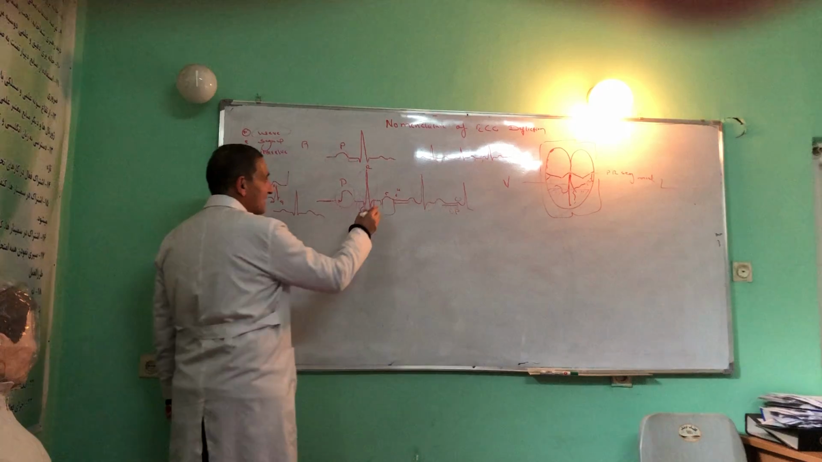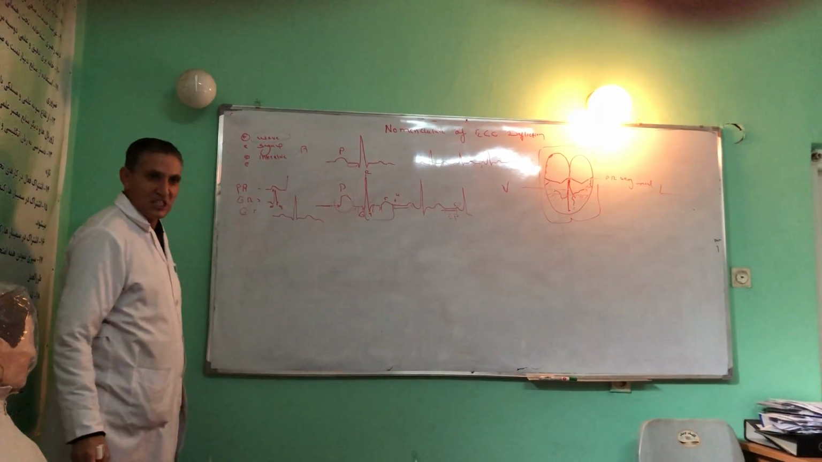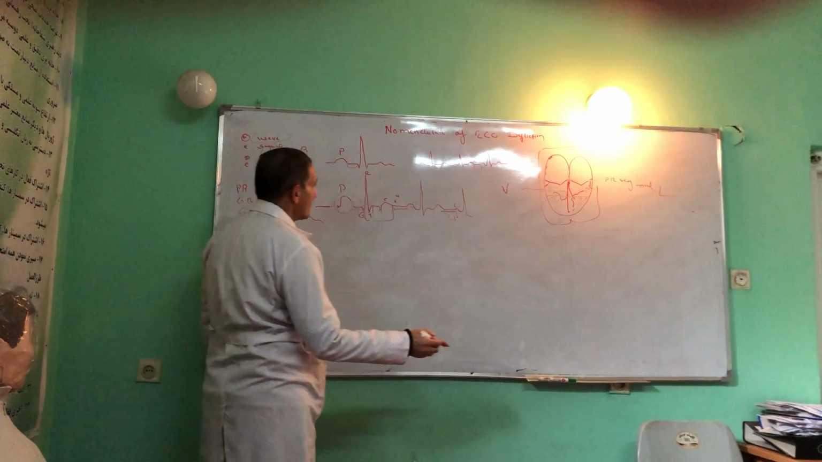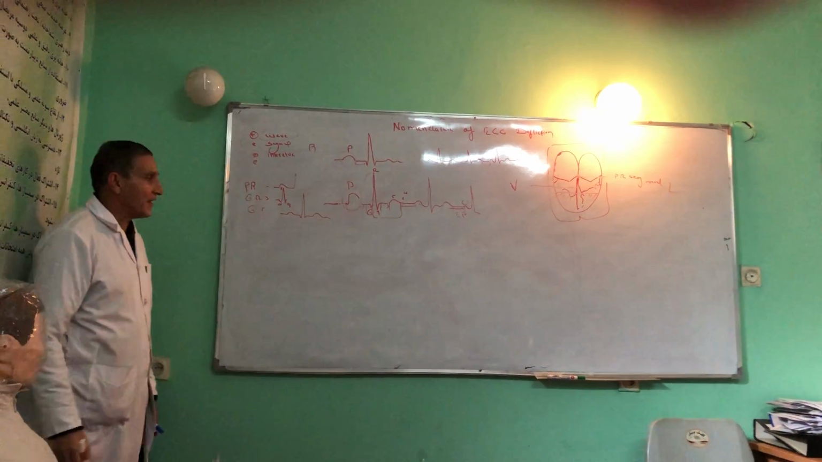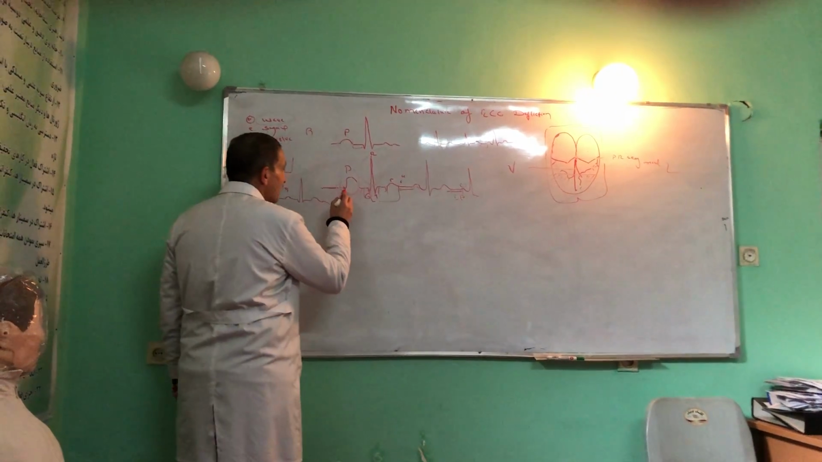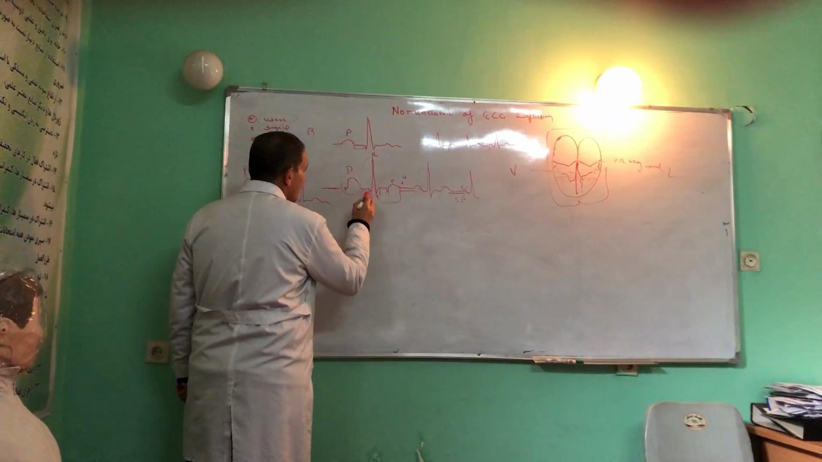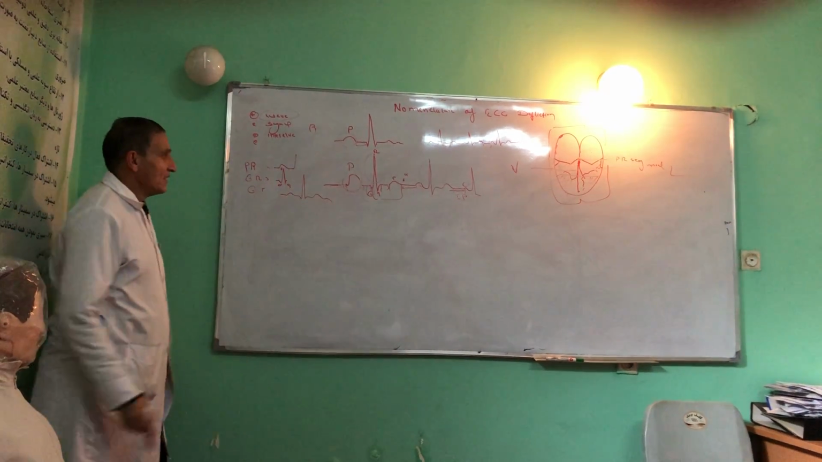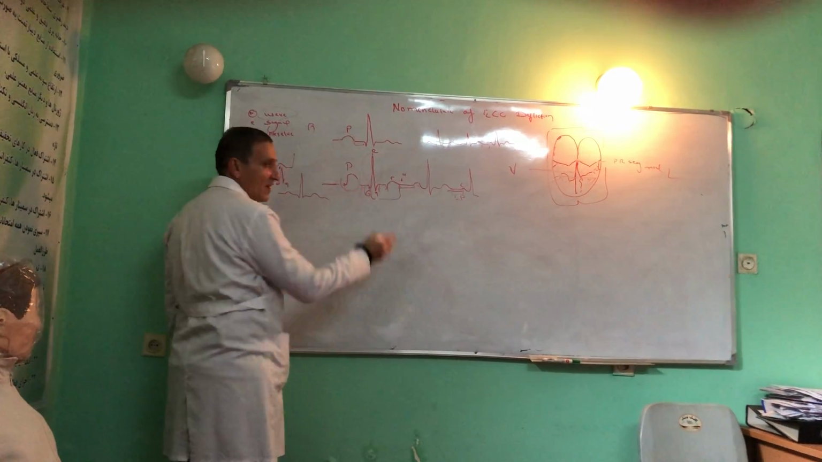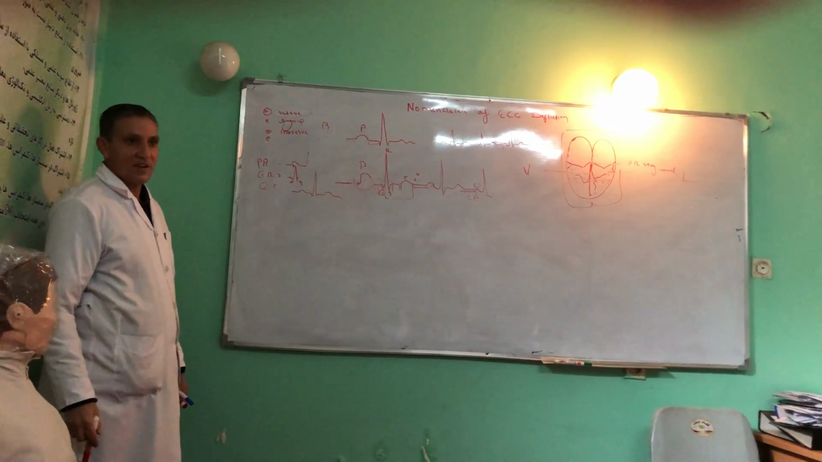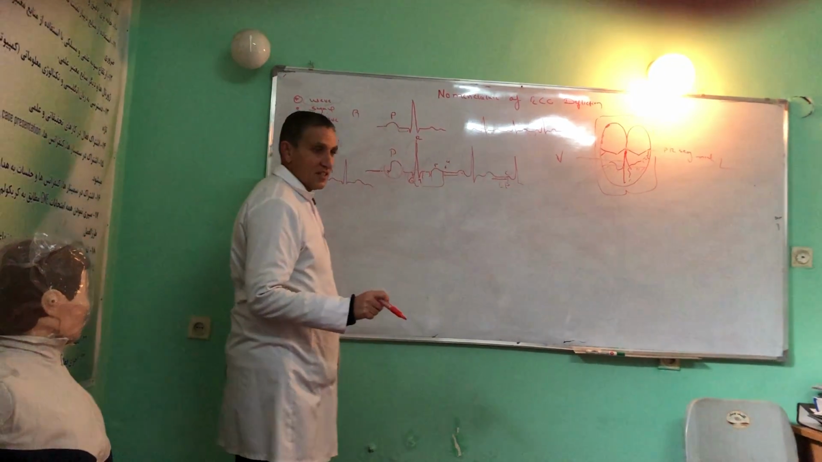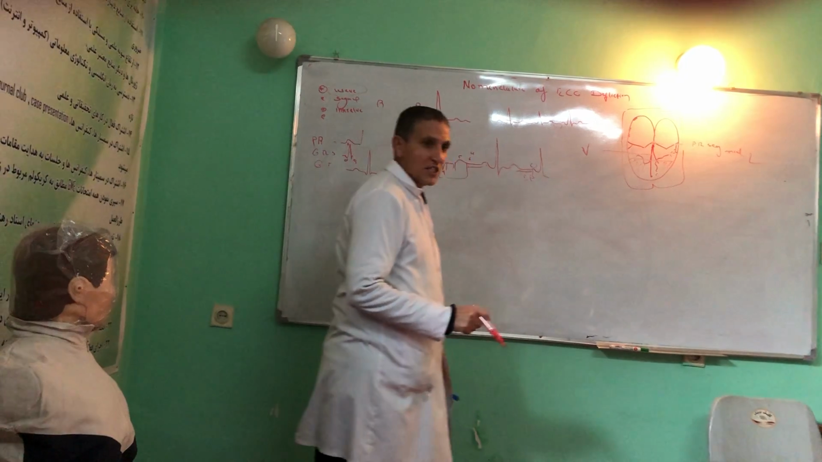Right now, we come to the P wave. The P wave also gets 3 small squares. And this was about the duration of the waves. Right now, we are discussing the PR interval. What is the duration of the PR interval? 3 to 5 small squares. The PR interval has 5 small squares. The 5 small squares represent 0.2 seconds.